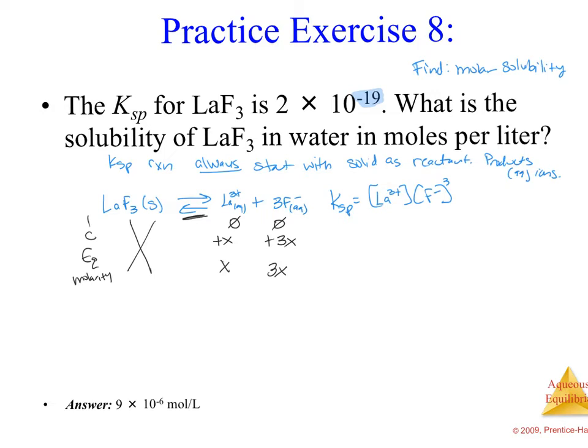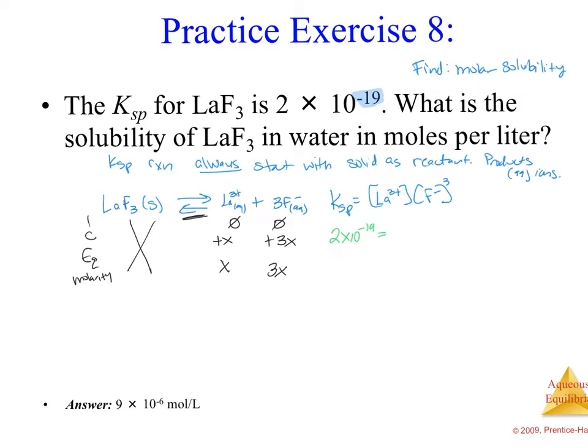We're using our same steps with our ICE box, so ICE with molarity. We don't need to use molarity with the solid, obviously, but our x will give us answers in molarity. And now we have to think, how do I solve for x? We have the numerical value of K, so we can solve for x. So Ksp is 2 times 10 to the negative 19th.